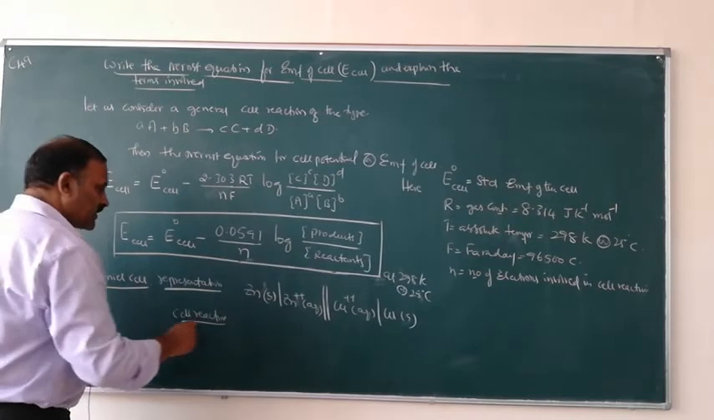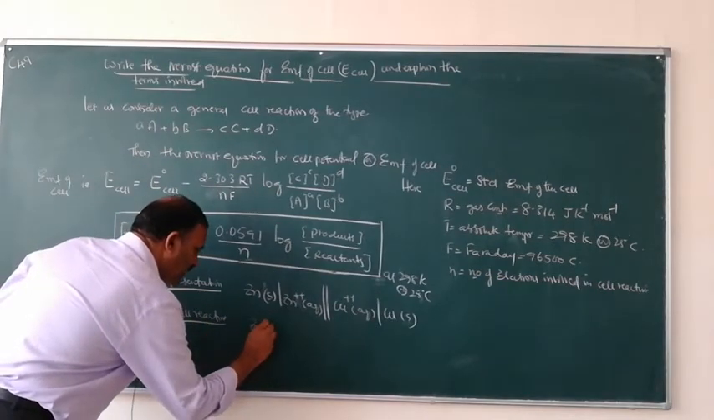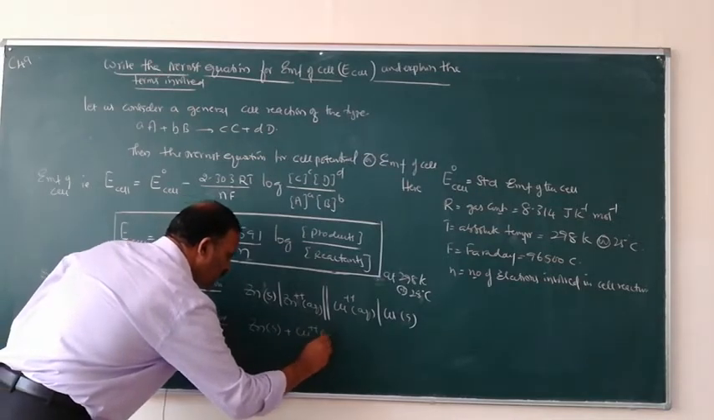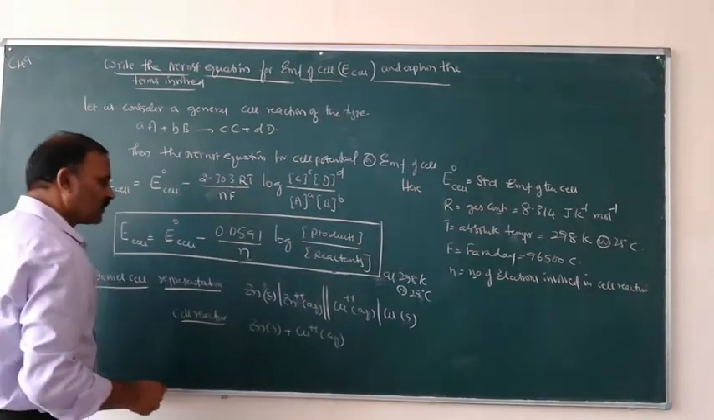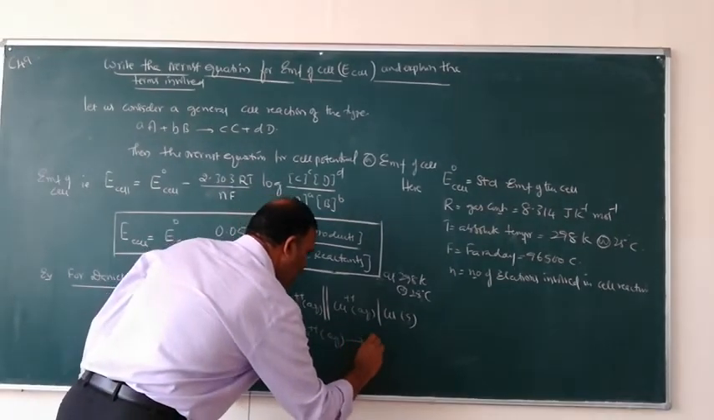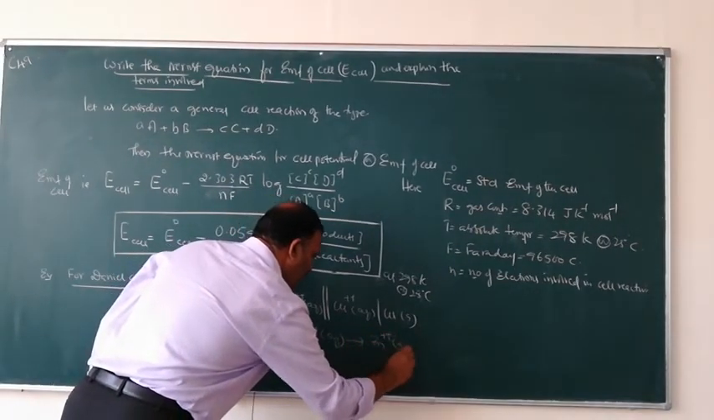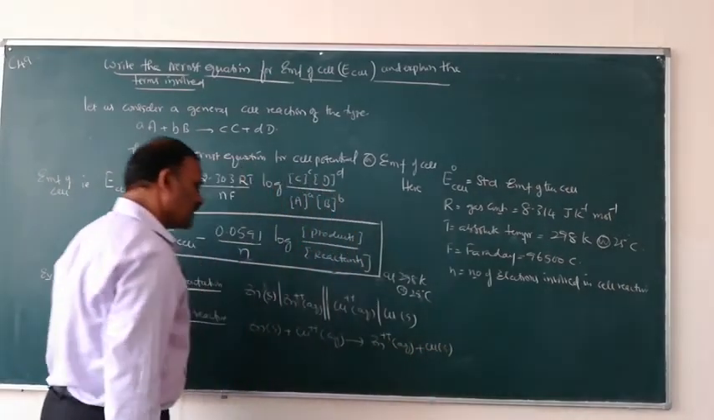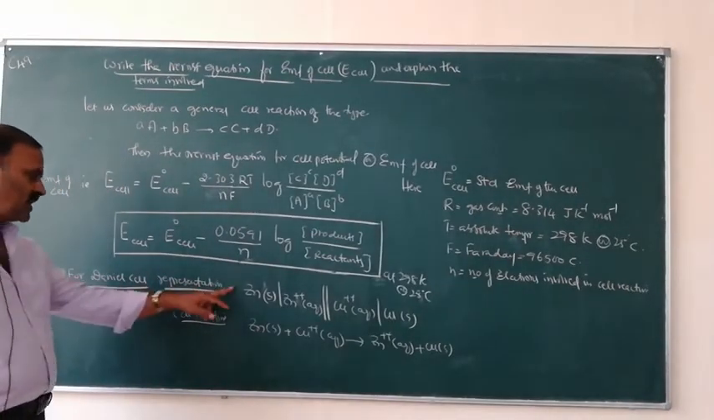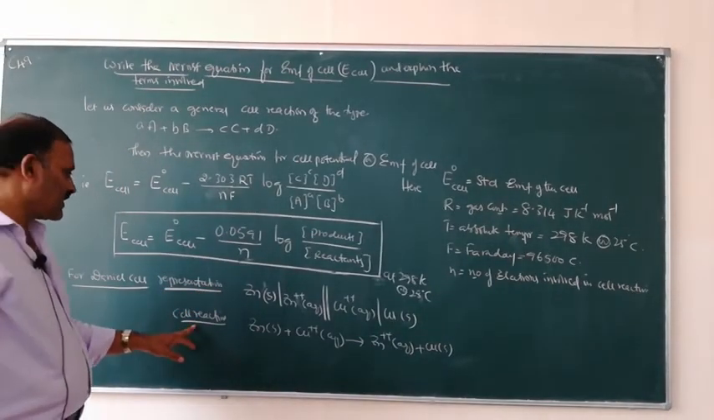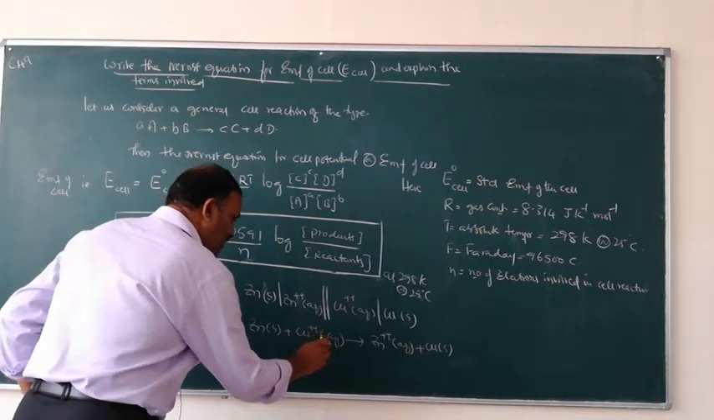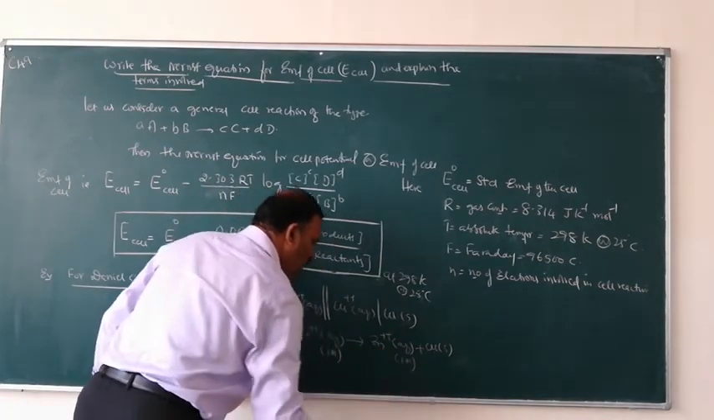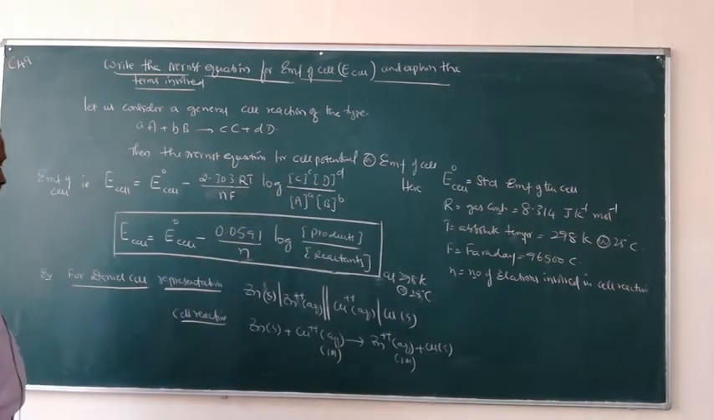Cell reaction is Zn(s) plus Cu2+(aq) gives Zn2+(aq) plus Cu(s). So this is the representation of the cell and this is the cell reaction. What is the concentration of aq? Here it is 1 molar. Here also it is 1 molar. So this is the Daniell cell.